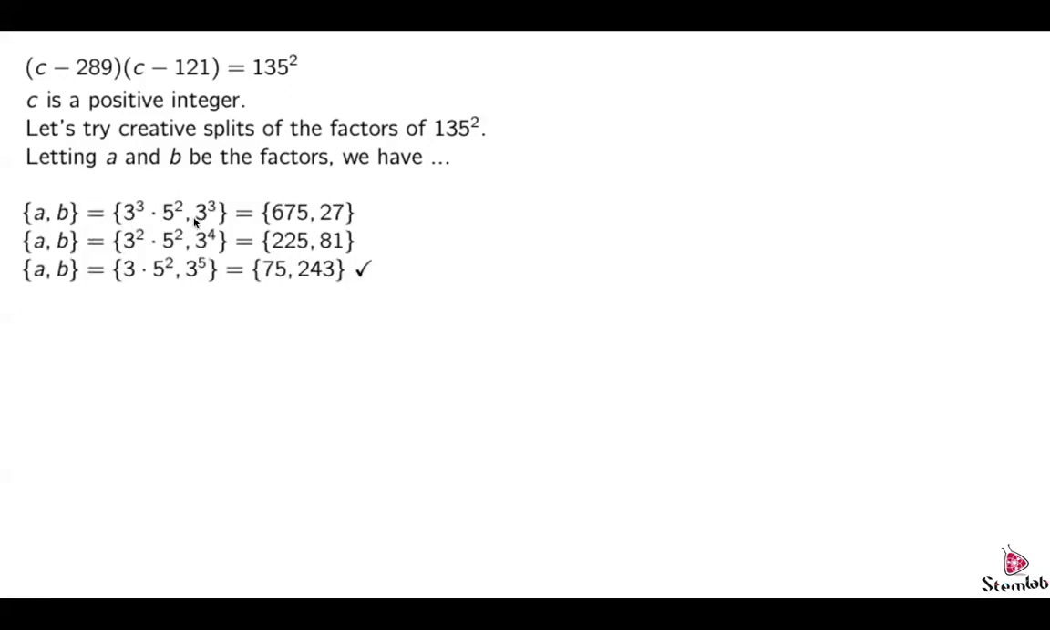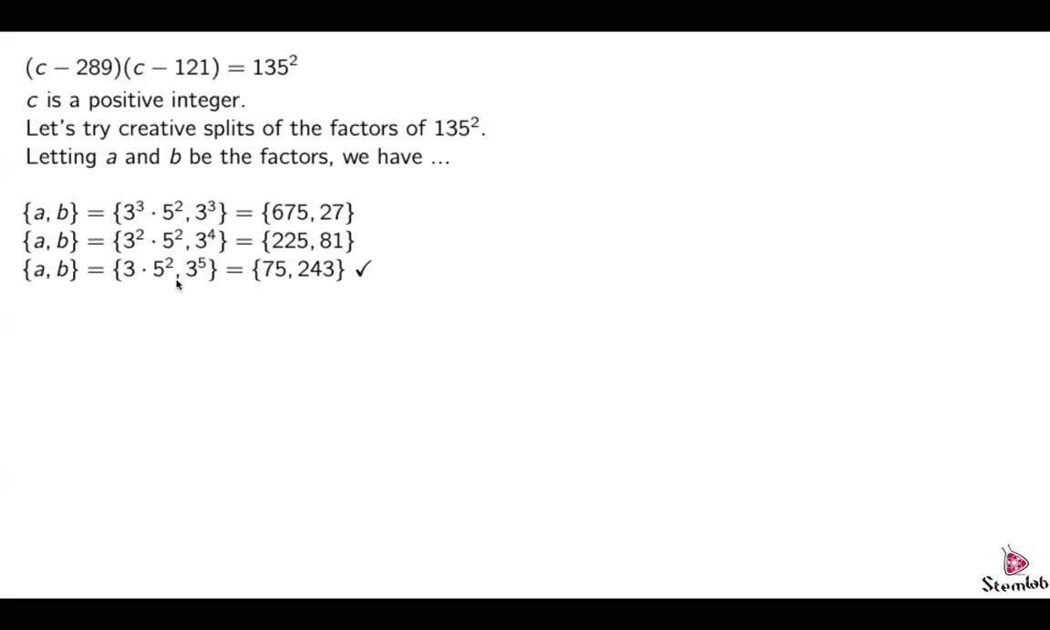So here I just split 3 cubed and 3 cubed on different sides. It doesn't quite work. The gap is too big. So I wanted to make one of them smaller, one of them bigger, so I moved the 3. It's still a little small, right? Smaller than what we want. And I shifted one more, and sure enough, we found that the two factors could be 3 times 5 squared and 3 to the 5th.